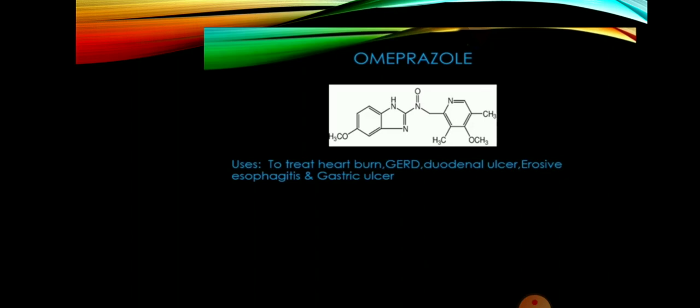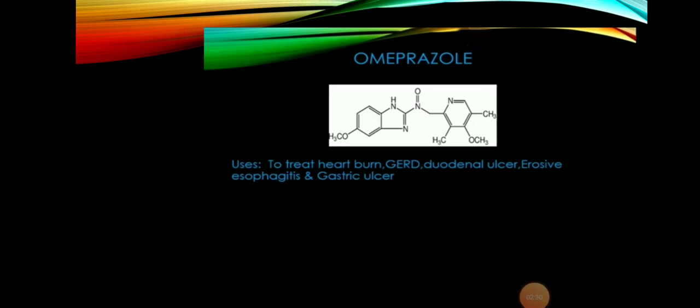The benzimidazole group is present, a methoxy group is attached here, and on this side a pyridine ring is present. To this pyridine ring, two methyl groups and one methoxy group are attached. Between the pyridine ring and benzimidazole there is a link, that is a CH2SO group, the bridge between imidazole and pyridine. This is the structure of omeprazole.